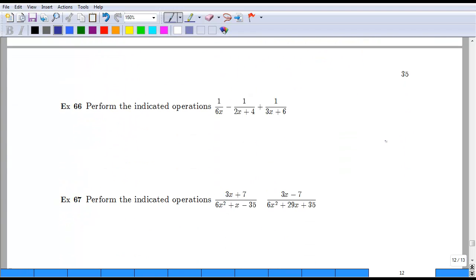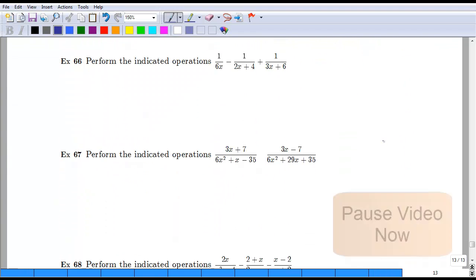We have a few more examples here. I want you to pause the video and try example 66. Again, make sure that you factor each of these denominators first and then see what like terms you have, and then from there take the remaining pieces.